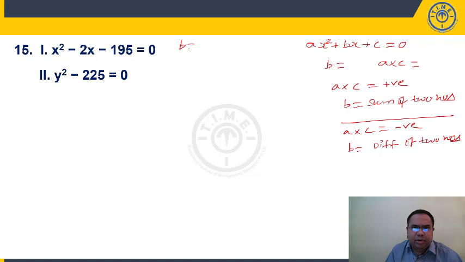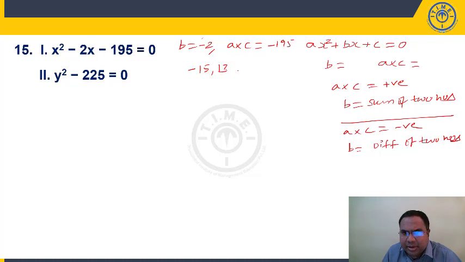What is b value? Minus 2. How much is a into c? A is nothing here, no coefficient, so 1. 1 into minus 195 is minus 195, right? Now, a into c is negative, so write b as difference of two numbers, such that their product is 195. So, difference should be here 15, 13, right? Difference should be 2. 15 into 13, 195. 15 and 13 difference is 2. But actually we should get how much? Minus 2. So, larger number should be negative. Minus 15 plus 13 is minus 2. Minus 15 into 13 is minus 195.